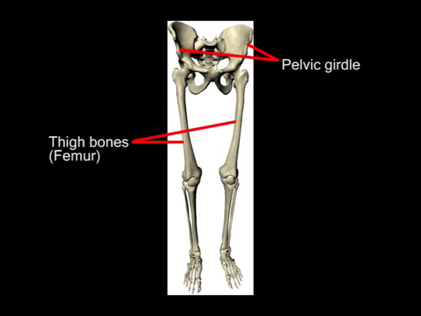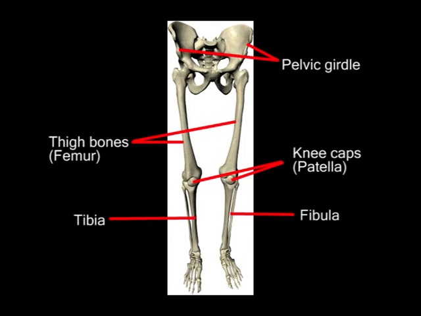Then just below the femur, we have one kneecap, scientifically termed patella. So we have two patella, two kneecaps. Then below this kneecap, we have two bones. One is the tibia, another smaller one, the fibula. So tibia and fibula constitute the bones of the lower leg.